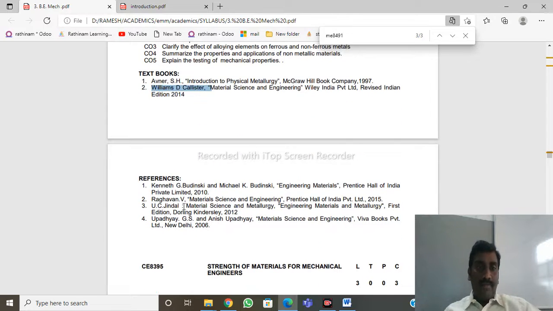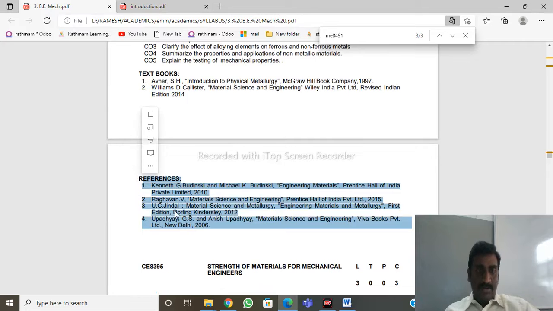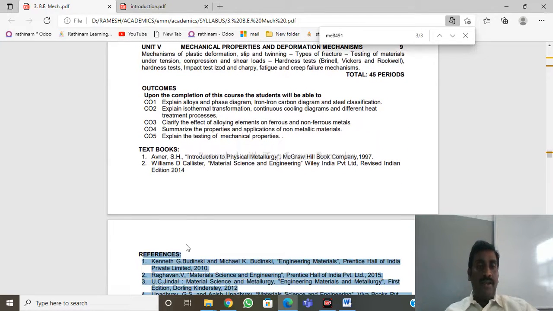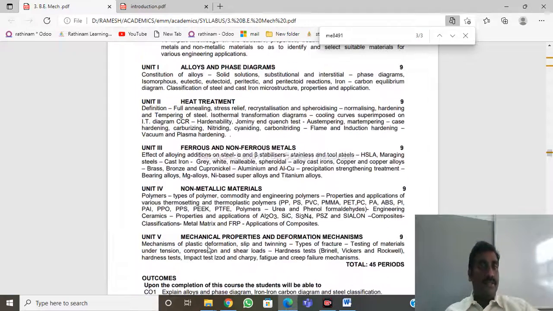Some reference books are also there: U. C. Jindal, Raghavan, and Kenneth G. Budinski. These are some of the reference books which are followed for completion of these five units. The textbooks and reference books are available in our library for your reference.